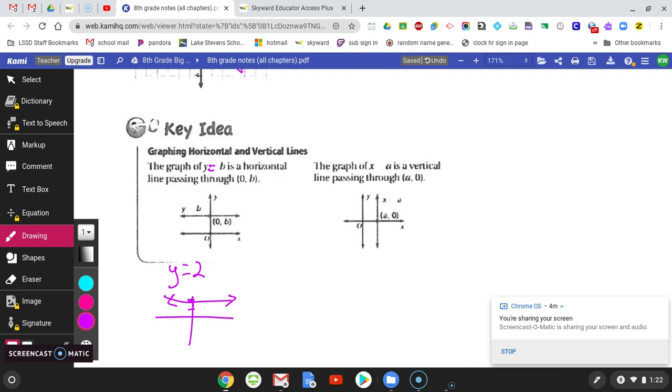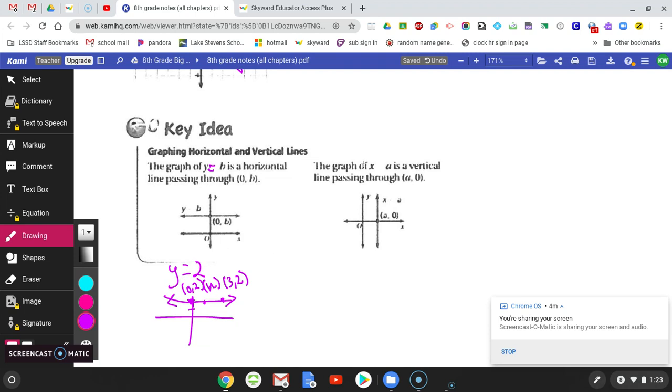Well, think about some points on here. This would be the point 0, 2. This would be the point 1, 2. This would be the point 3, 2. What is my y value at every single point along here? My y value is 2. That's what this is saying. Y is always 2. Because there's no x over here, it means it's never going to change. The y is always 2.